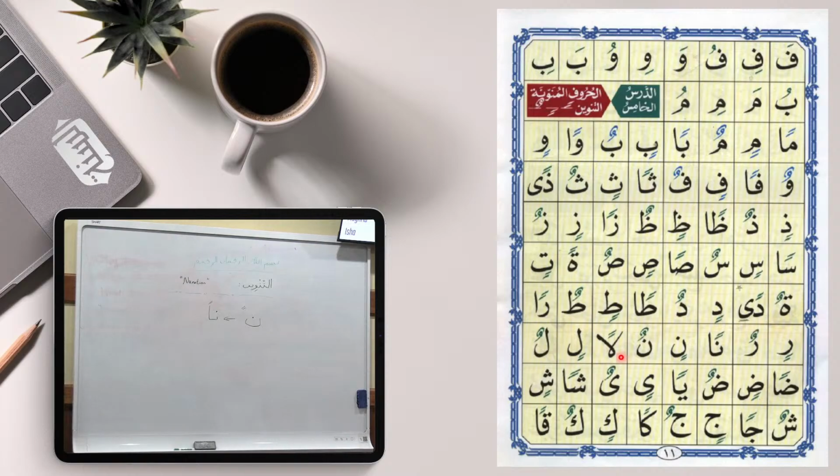Lam fathatan, lan. Lam fathatan. Lam kasratan. No, start over. Lam fathatan, lan. Because there's a noon, there has to be a noon sound at the end. So start over. Lam fathatan, lan. So the combination always has to have a noon sound at the end. So start over. Lam fathatan, lan.